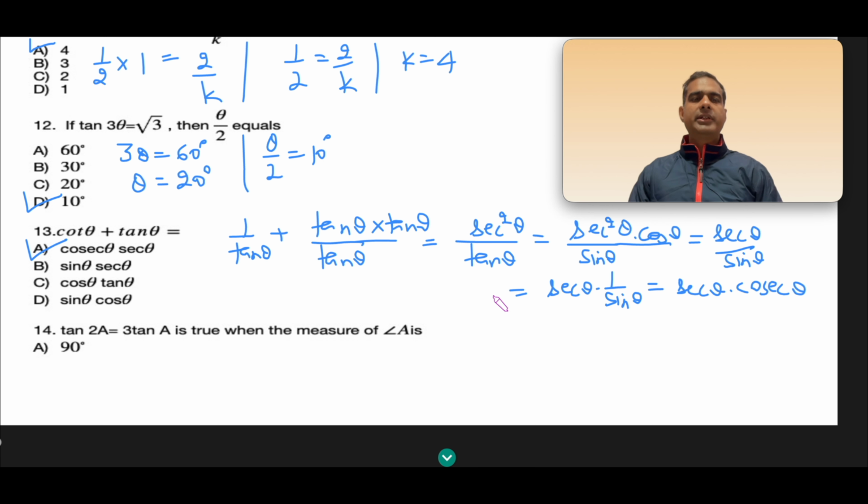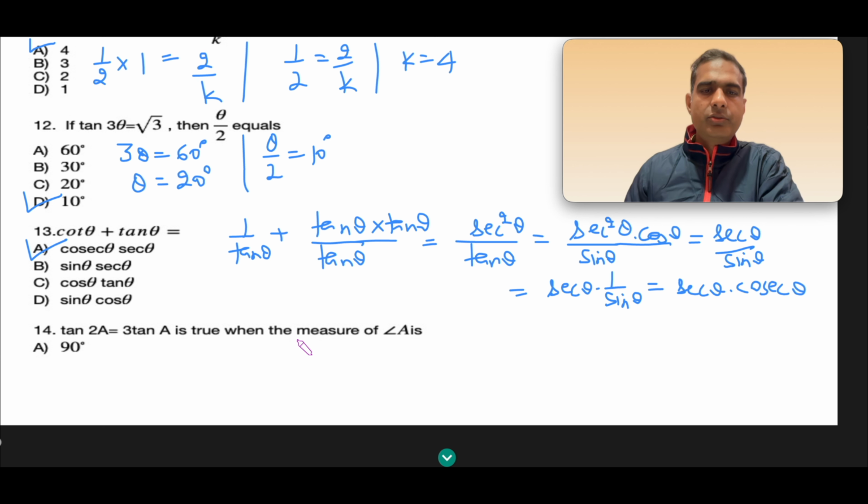Now question number 14. Tan 2A is equal to 3 tan A is true when the measure of angle A is. So different angles are given. A is 90 degree. So first option is A is 90 degree. So if A is 90 degree, tan 2A will be tan 180 degree. And in class 10th, we have studied the trigonometric quantities values only till 90. So I don't think A can be our answer.